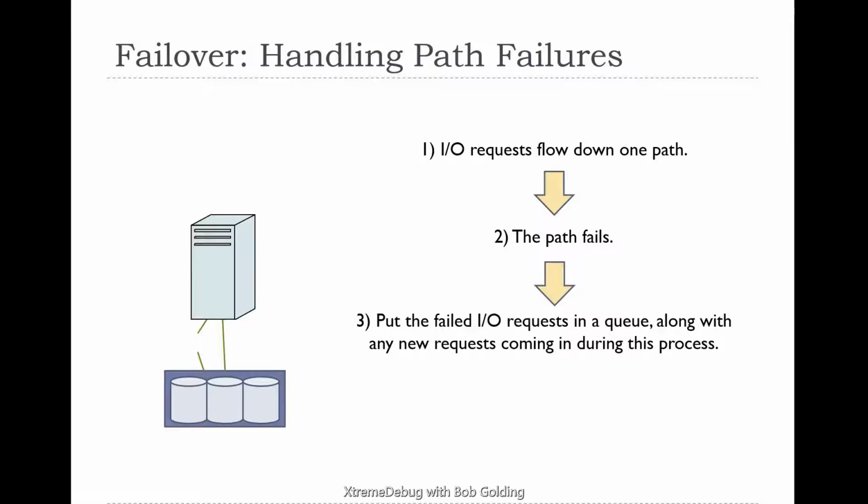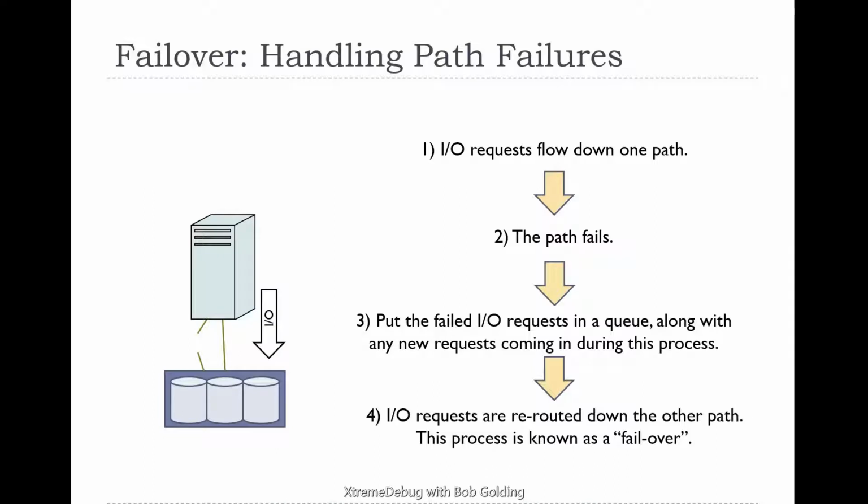On the resubmit queue, requests that have failed and are going to be retried on a new path are put on the resubmit queue. The dispatch queue contains new requests while the failover is in progress. After failover is complete and a new path has been determined and the failed path taken out of service, the requests are rerouted down the other path. And this whole process is, of course, known as failover.